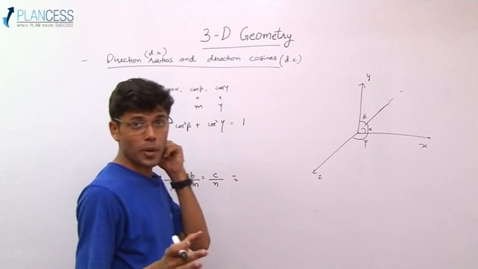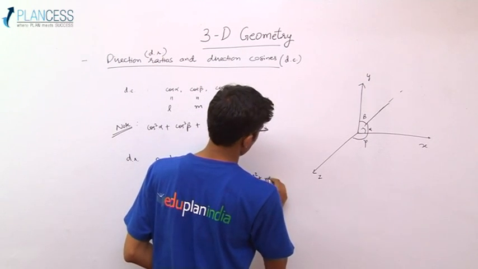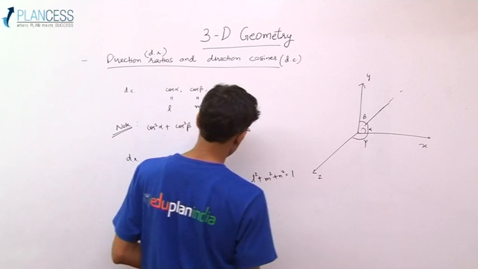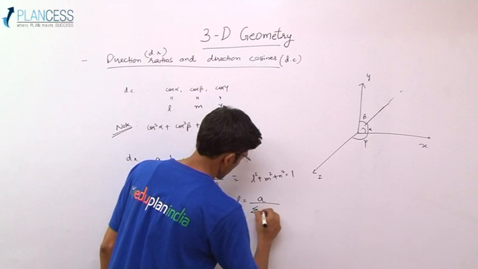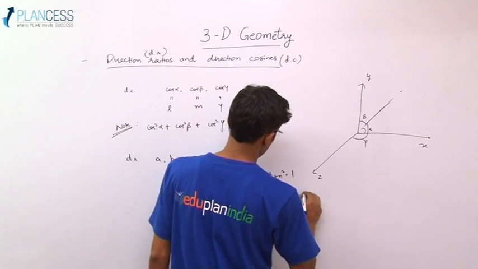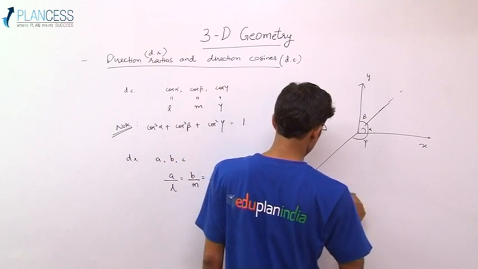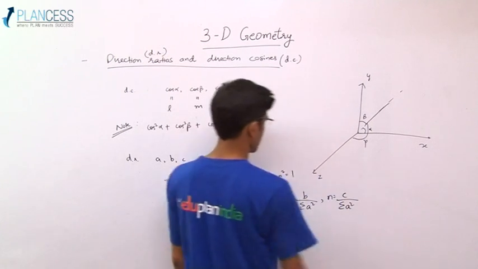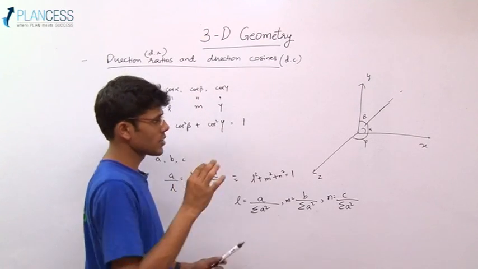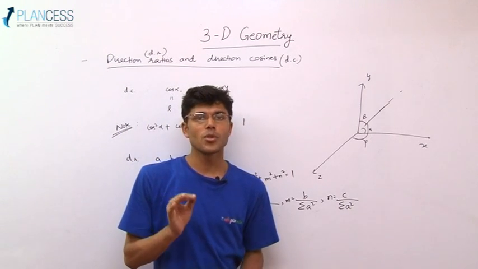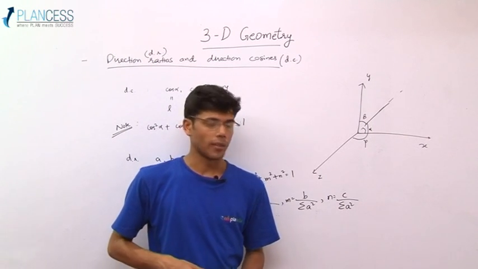If we are given the direction ratios of a particular line, we can easily find the direction cosines by using the property that l square plus m square plus n square is equal to 1. So if we solve these two equations, we easily get that l is a upon root of summation a square, m is b upon root of summation a square, and n is c upon root of summation a square. So this is about direction cosines and direction ratios. I once again repeat that the most important property of direction cosines and direction ratios is that they represent the direction of a particular line.